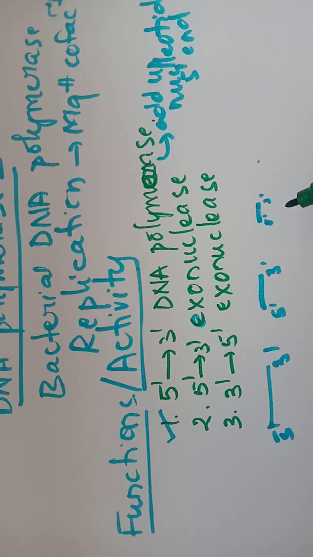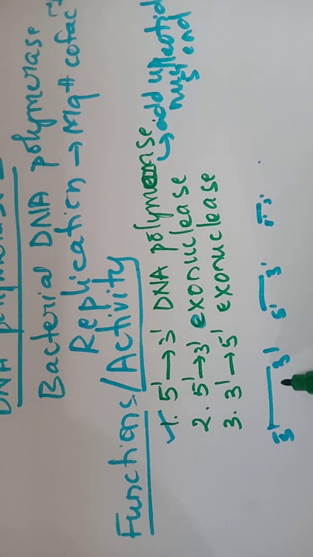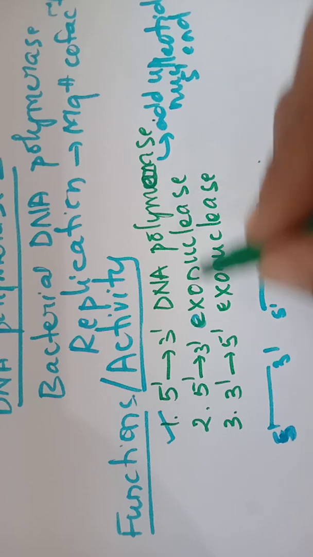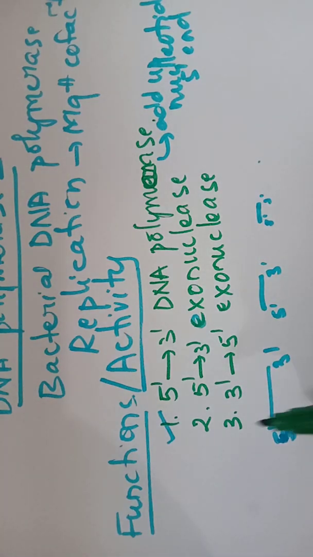Okay, removing the nucleotides from the end. Removing the nucleotides from the end means it will remove the nucleotides in the 5 prime to 3 prime direction. So this is the 5 prime to 3 prime direction, which means from this end it will start removing the nucleotides. That is known as the exonuclease, the 5 prime to 3 prime exonuclease activity.